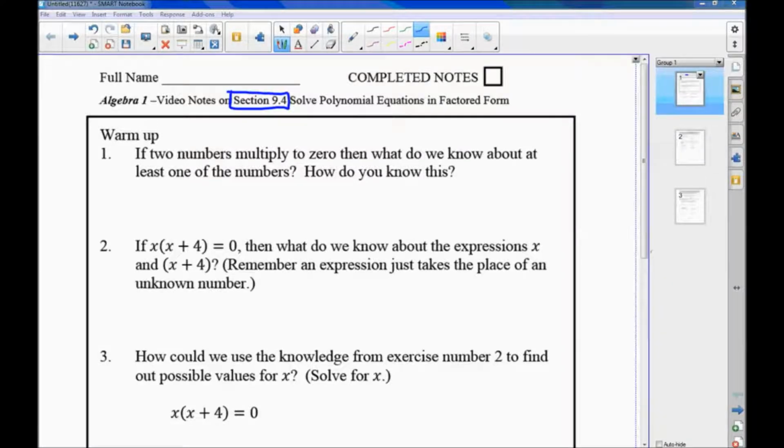Today we are covering section 9.4, solve polynomial expressions that are already in factored form. So we'll learn what factored form means later.